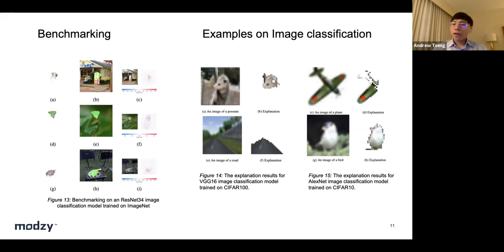So let's first look at some examples on image classifiers. In figure 14 and figure 15, we have different combinations of data sets and models. Figure 14 is a VGG16 image classification model trained on the CIFAR-100 dataset. And figure 15 is an AXAI image classifier trained on CIFAR-10. As you can see from the results, these are really good results.